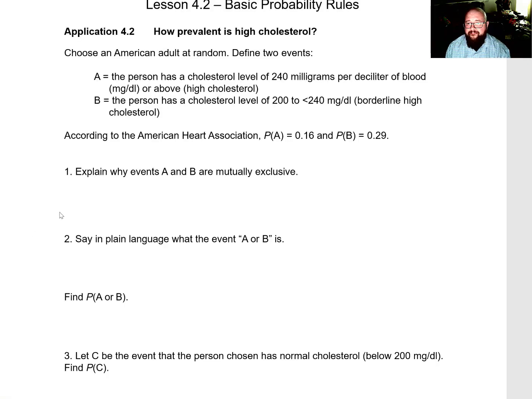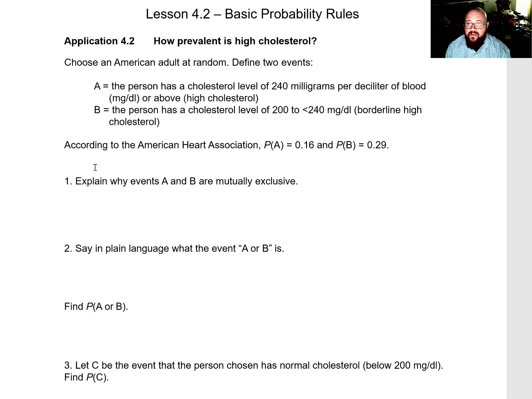Right? So, with basic probability rules, how prevalent is high cholesterol? We choose an American adult at random and define 2 events. A, the person has a cholesterol level of 240 milligrams per deciliter of blood or above. So A equals 240 or above. And B is the person has a cholesterol level of 200 to less than 240. Okay, so 200 up to 240, but doesn't actually touch 240. So anywhere from 200 almost up to 240.